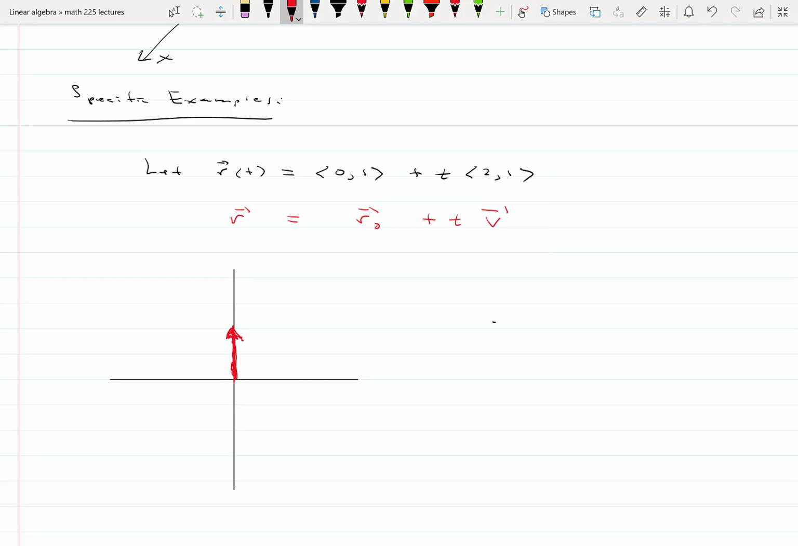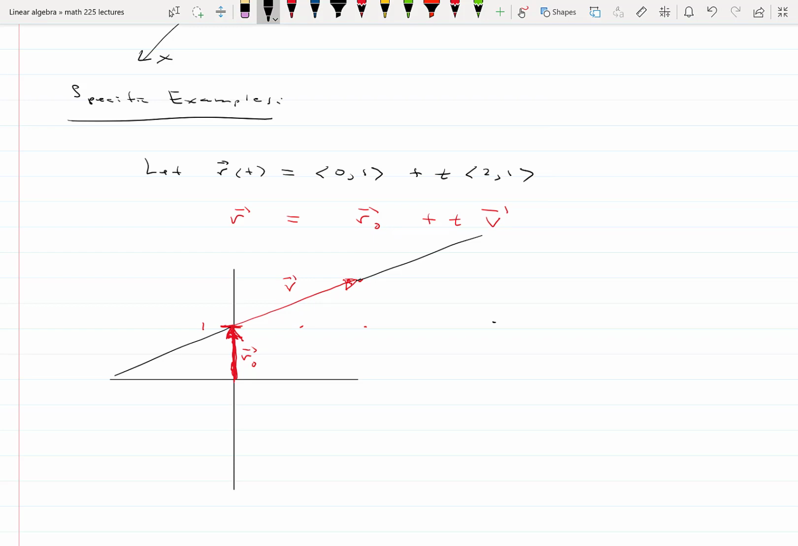And to that we add multiples of (2, 1), the direction vector. So let's draw from the point (0, 1), the tip of this initial position vector, a vector (2, 1). If I move over 2, I go up 1. So here is the vector (2, 1). And if I take r naught and add different multiples of that vector (2, 1), I generate a line.